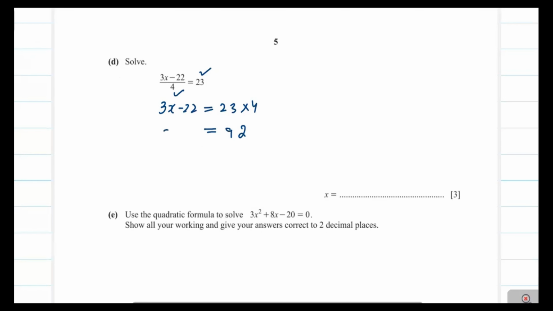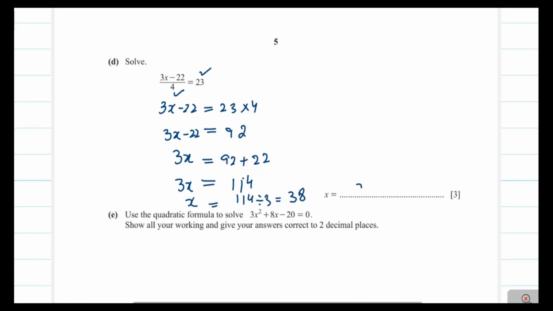And that value is 3x minus 22, written as it is. Now we shift 22 from the left to the right side. It becomes positive, so that value will be added on the right side. The answer will become 114. We divide by 3, so 114 divided by 3 is equal to 38, since 3 3s are 9 and 3 8s are 24.